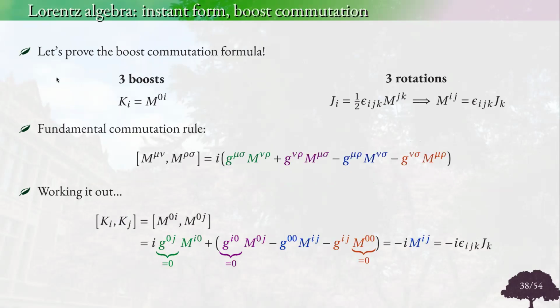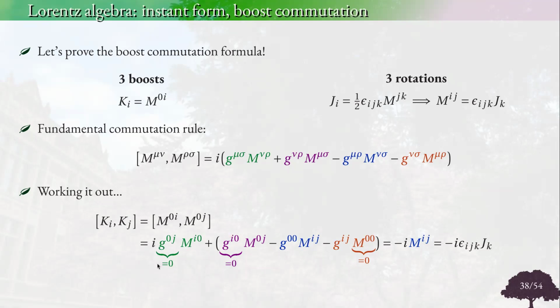So, as a little algebra exercise, let's at least prove that the boost rule follows from this general covariant rule. Your fundamental rule, I've colored the 4 terms here. If you work it out for the boosts, Ki is M0i, Kj is M0j. You take the outer indices first, so 0j off diagonal. This is, in terms of instant form coordinates, 0. So this term drops out.